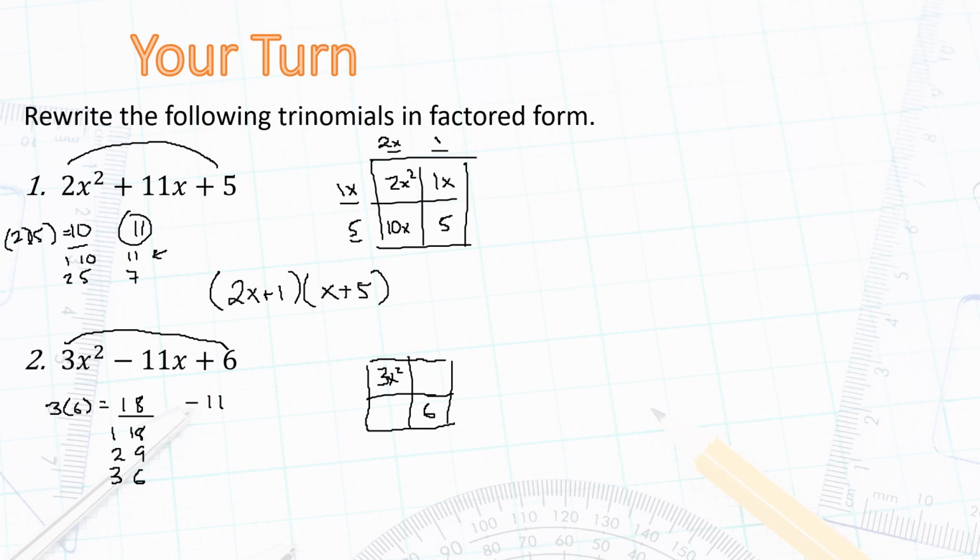Now because I need a negative 11, I actually want the negative factors, because I need two negative numbers to make positive 18. So it'll be minus 1 and minus 18, minus 2 and minus 9, minus 3 and minus 6. You'll notice if I add them together, I get negative 19, negative 11, negative 9. I want a negative 11. So minus 2 and minus 9 are the numbers I need.